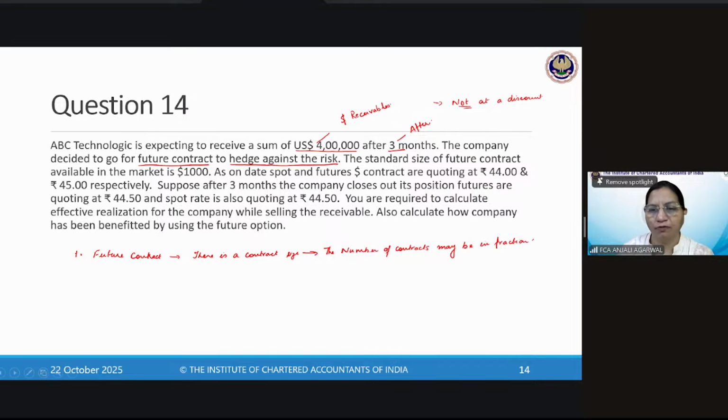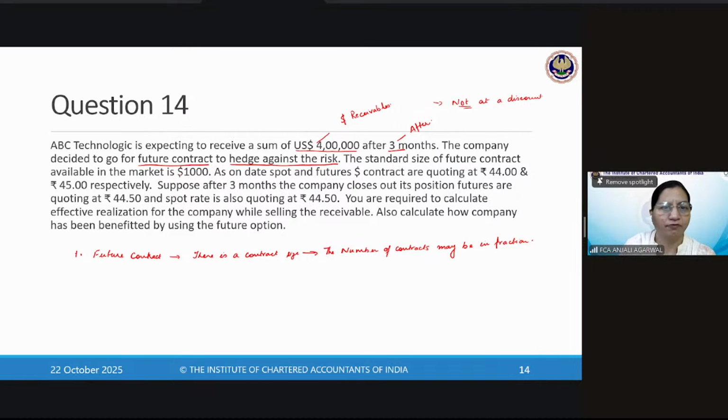So if you round it off to the next higher multiple, means you have taken the future contract for more amount, you have over covered yourself. But if you let it round off to the lower multiple, lower integer, then it means that you have remained for some portion unhedged. Now you have to take a decision whether you want to remain unhedged for that or you want to cover it under the forward market or the option market. So the company goes for a future contract to hedge against the risk.